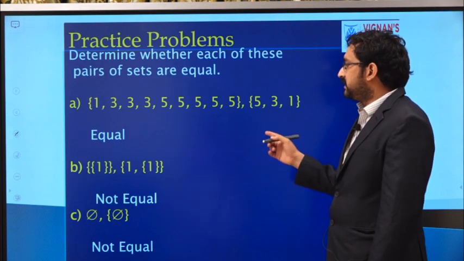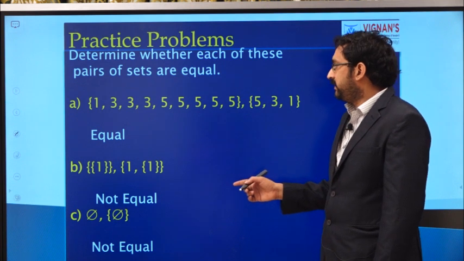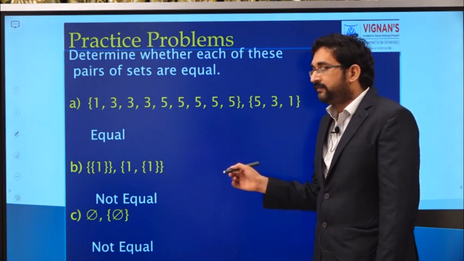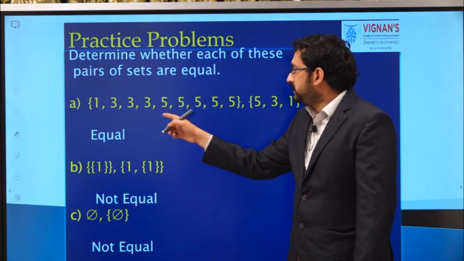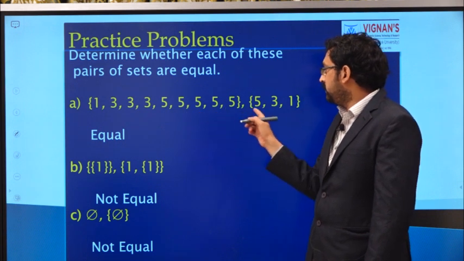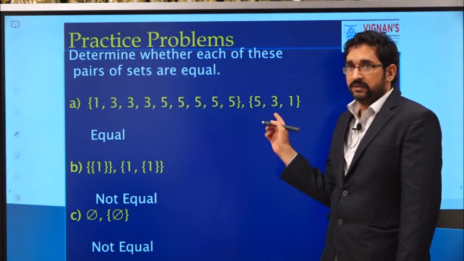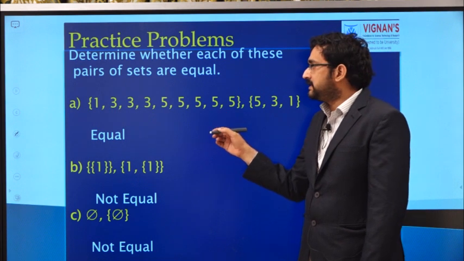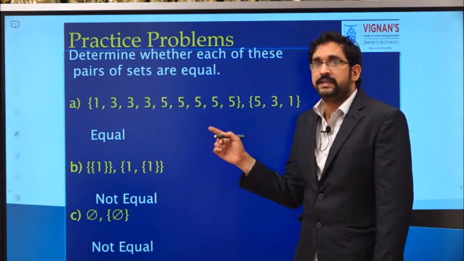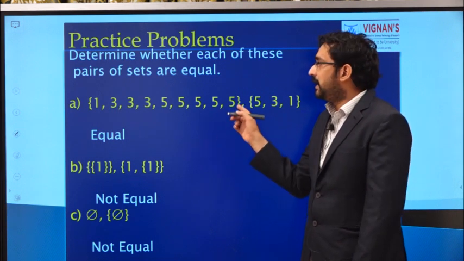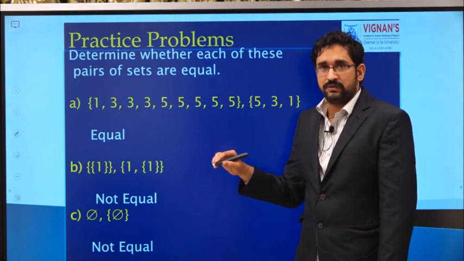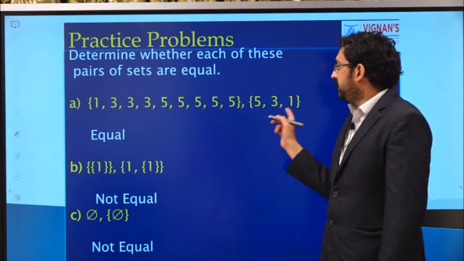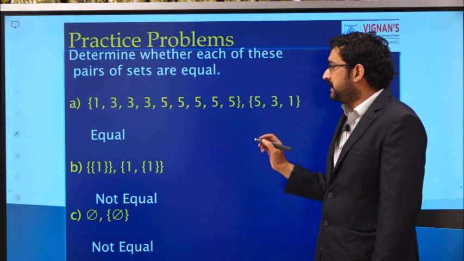Here some statements are given. We have to check whether they are equal or not. See the first one: 1, 3, 3, 3, 5, 5, 5, 5, 5. The second set contains 5, 3, 1. We know that even if a set contains an element a number of times, we should consider it only one time, and order doesn't play an important role. So according to the definition, we can say that both sets are equal.